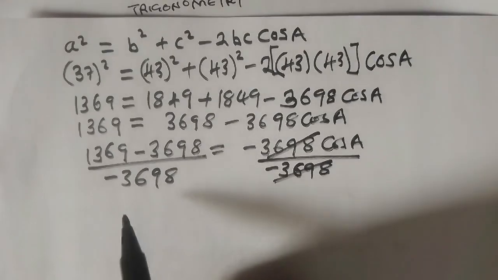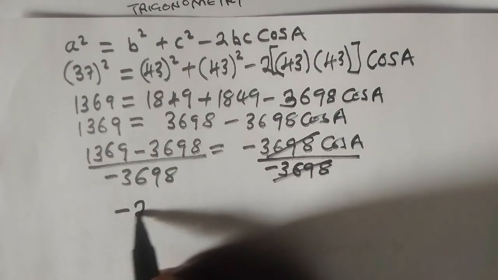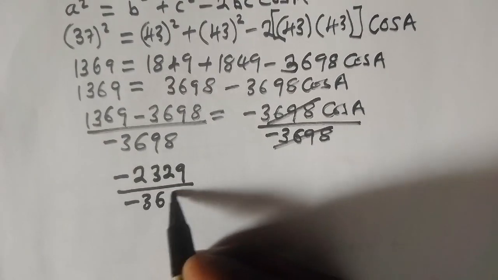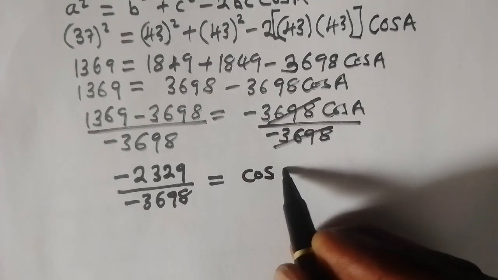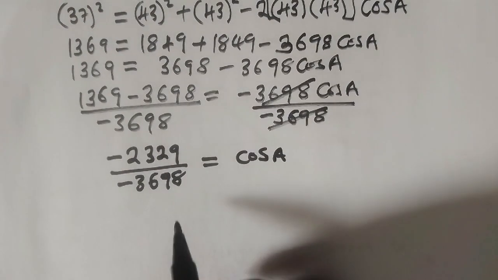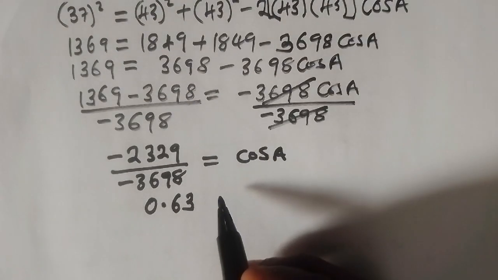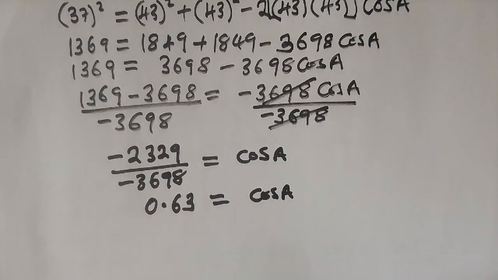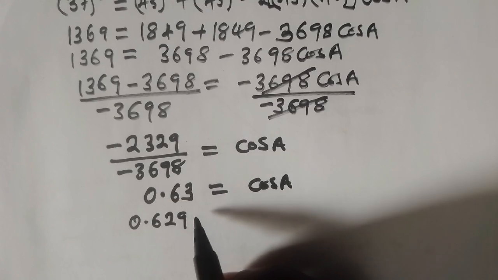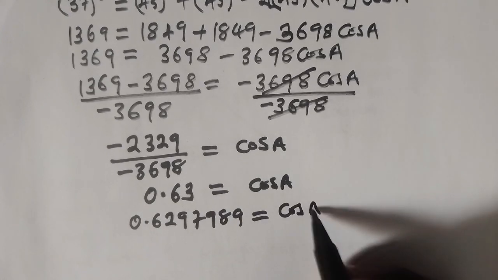From there, we get negative 2329 divided by negative 3698 equals cos A. Once we divide that, we are going to get something like positive 0.63, rounded off. It's 0.6297989 equals cos A.